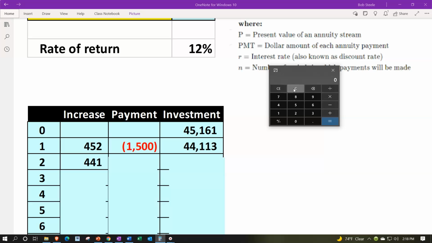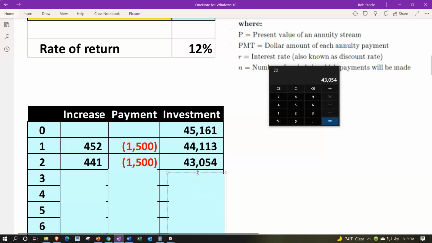You can also calculate times 0.12 divided by 12 to give you the monthly rate. Then multiply it times the 44,113. And that'll also give you the 114. We're going to take out another 1,500. So we started with 44,113, then we earned 441 on it, minus the 1,500 means we have left the 4354.